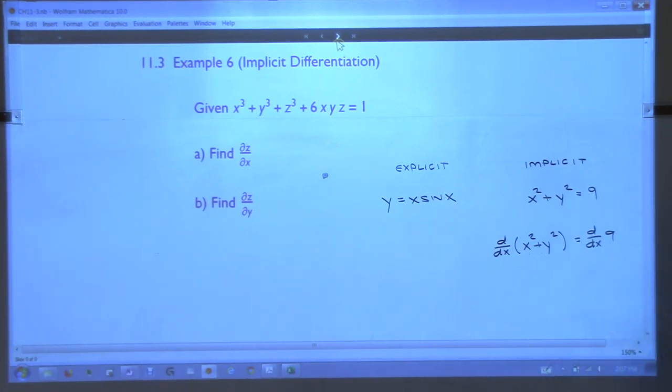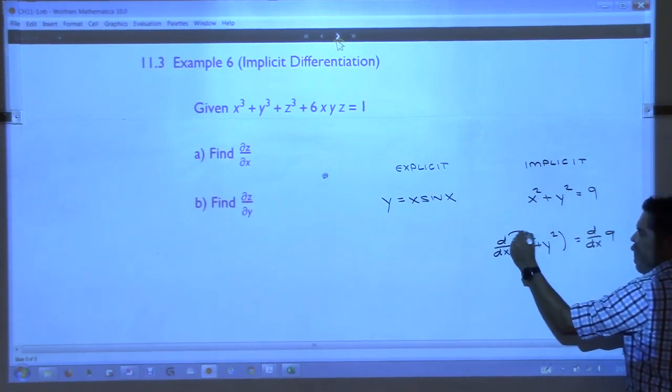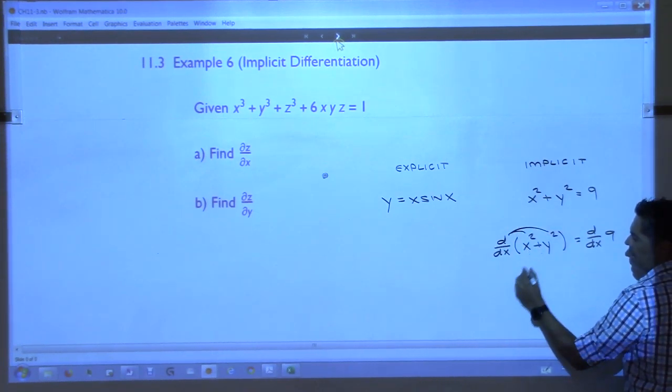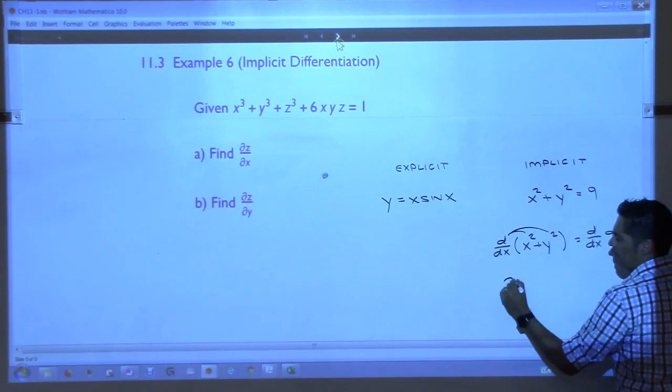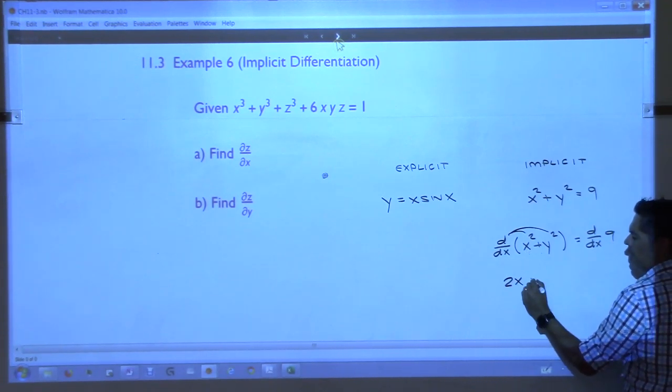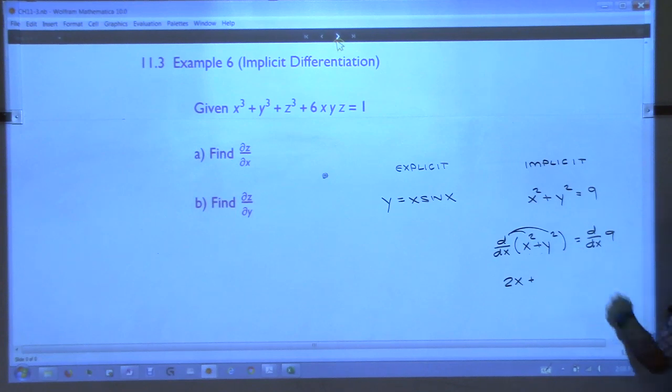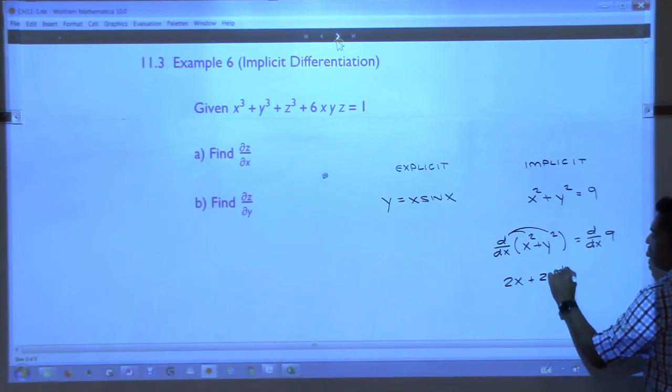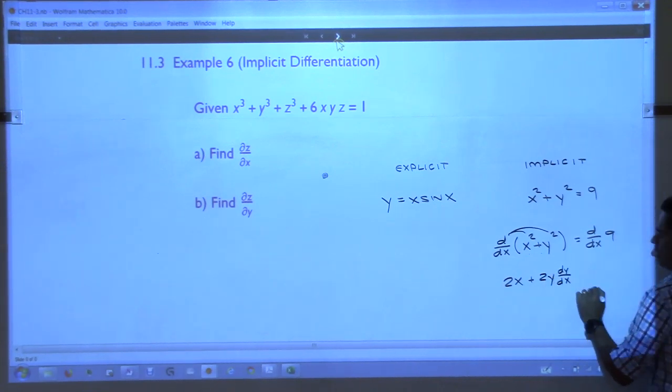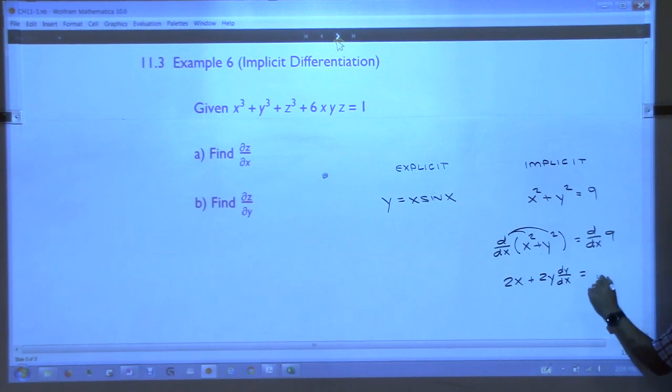Okay, so take the derivative with respect to x here. We would just do each of those separately. So the derivative of that would be what? 2x. But then this is where things got a little weird. You would say, what's the derivative of y squared? This would be 2y dy/dx. And then here, the derivative of a constant would be 0.